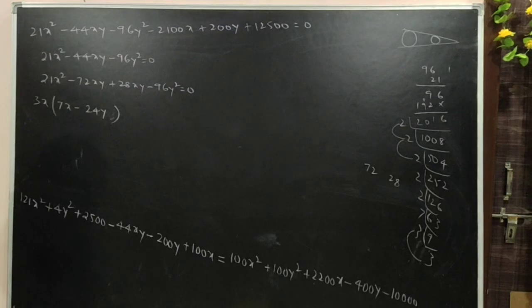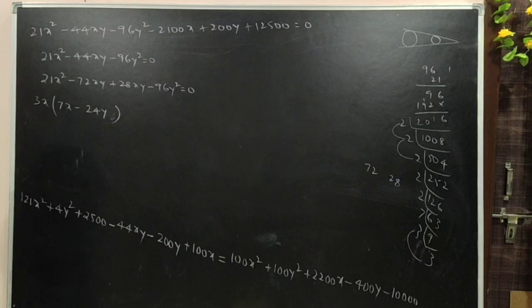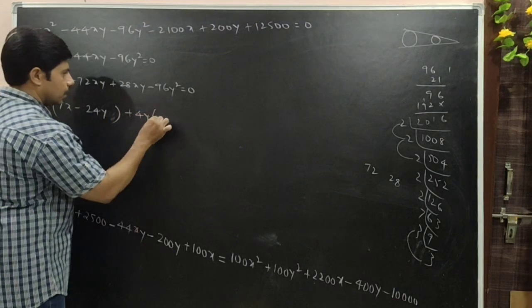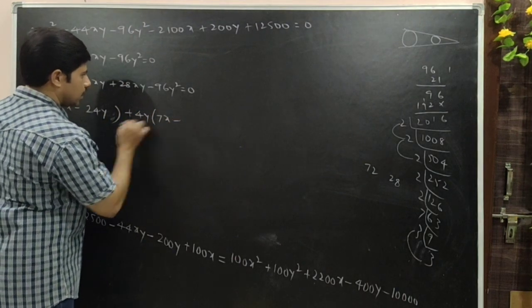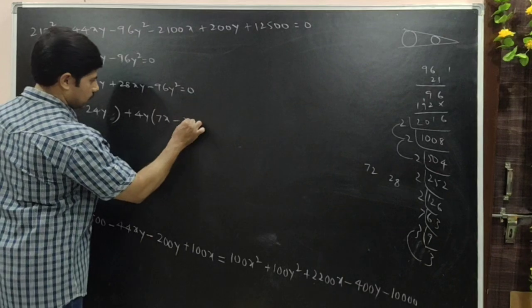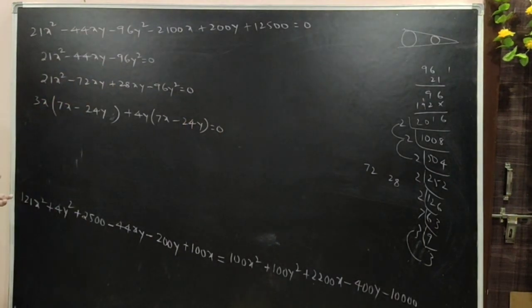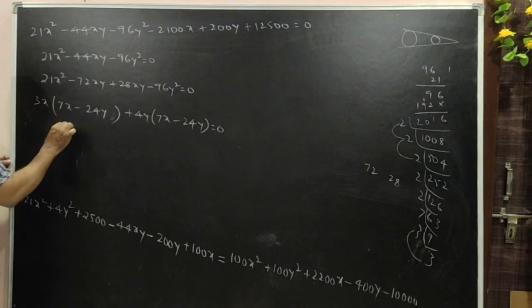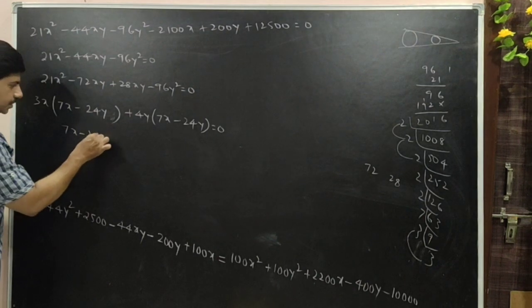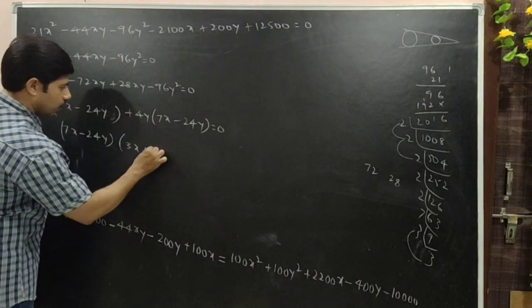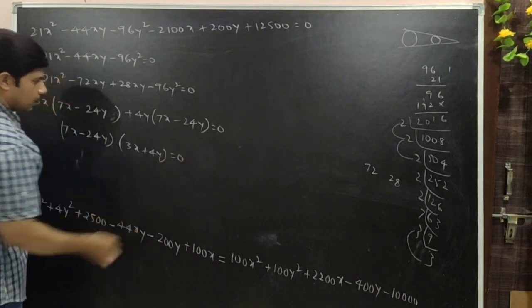28xy and 96y square. Okay, so 28xy and 96y square, I think we can take 4y common. Plus 4y common: 4 7s are 28, then 4 24s are 96. No doubt in this. Is equal to 0. 7x minus 24y is equal to 0. So after factorization, we got 7x minus 24y into 3x plus 4y is equal to 0.